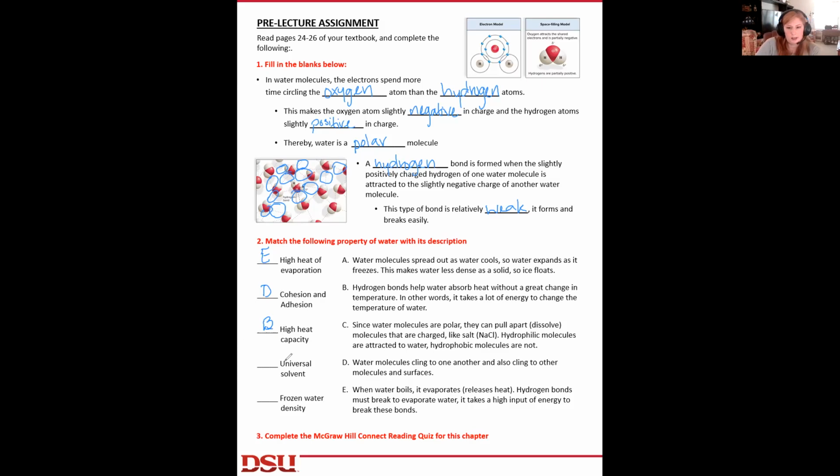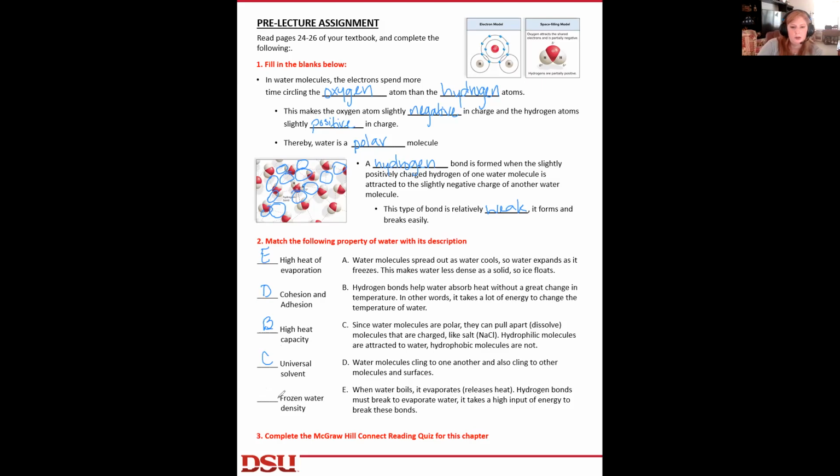Universal solvent, this is C. Since water molecules are polar, they can pull apart or dissolve other molecules. Like if you dump some salt into water, those crystals dissolve. And that's because the positive ion, which is the sodium, is attracted to that partially negative oxygen in water. And the negative chloride or chlorine is attracted to that partial positive hydrogen charge of water.